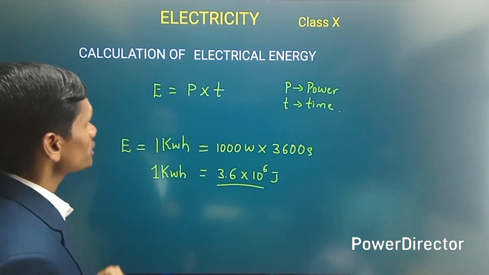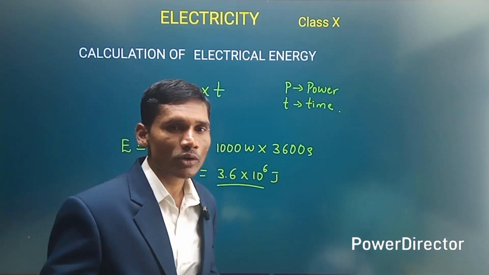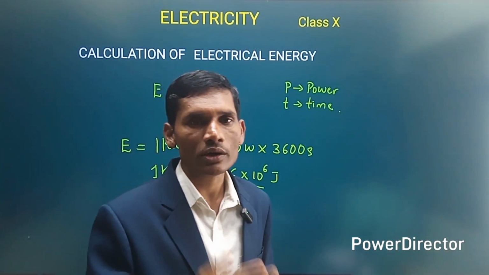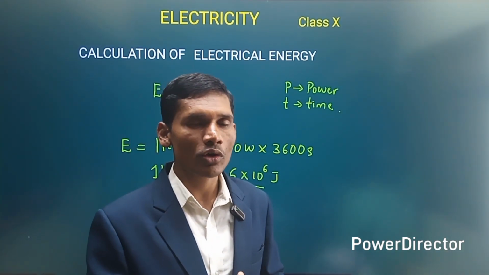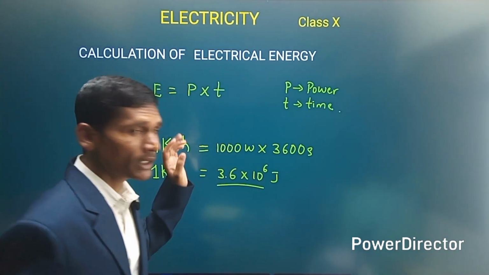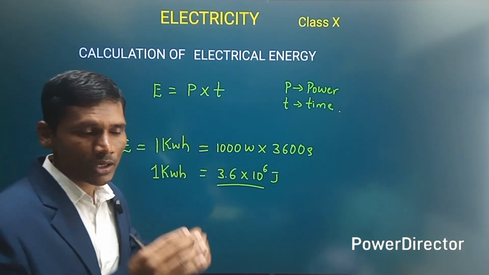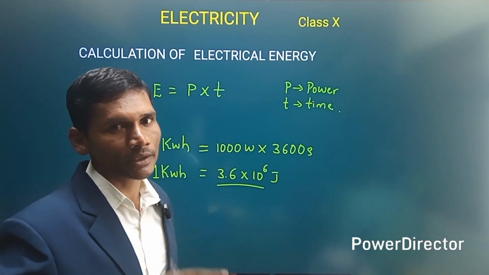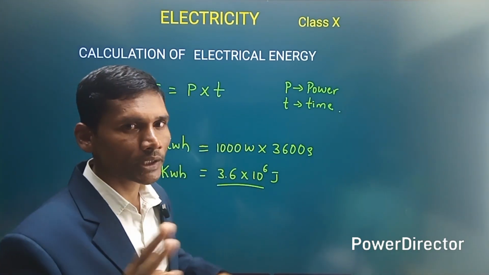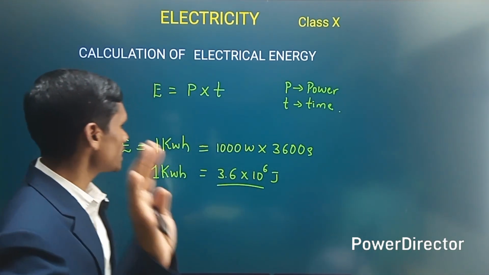Next, coming to the calculation of electrical energy. If you are operating any electrical appliance for a long time, how much energy is it consuming? If you want to calculate it, this is the formula: energy is equal to power into time. That means the power it has and how long you are using it. If you multiply both together, you get the electrical energy consumed by that electrical gadget.